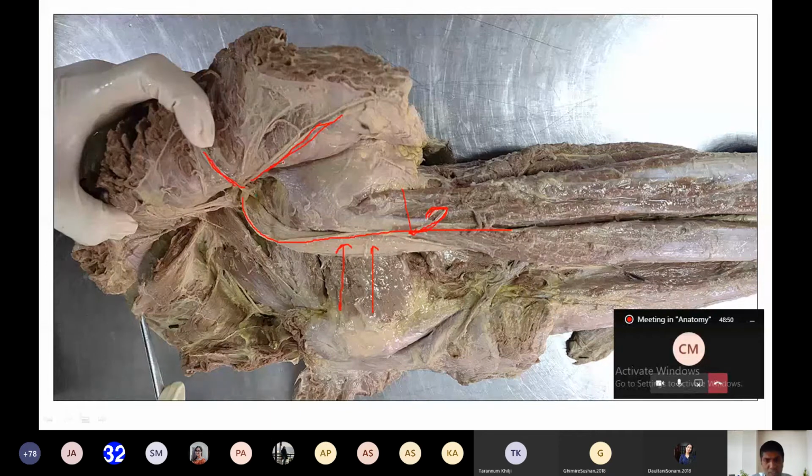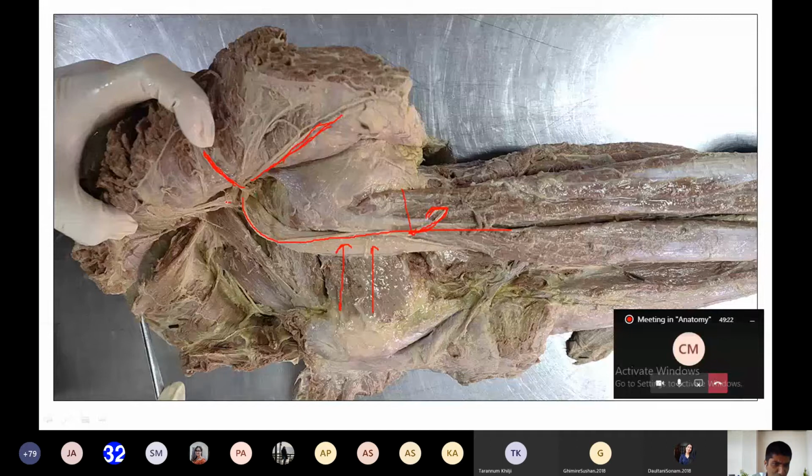The one which is whiter is the nerve, and the structure which is comparatively less white, supplying the gluteus maximus, is the inferior gluteal artery. Okay, even veins will be there. You can see the inferior gluteal blood vessels, but usually in the examination, if we want to ask, we'll ask the nerve: inferior gluteal nerve, superior gluteal nerve, posterior cutaneous nerve of the thigh, sciatic nerve. These structures will be asked. I hope now you can identify everyone.